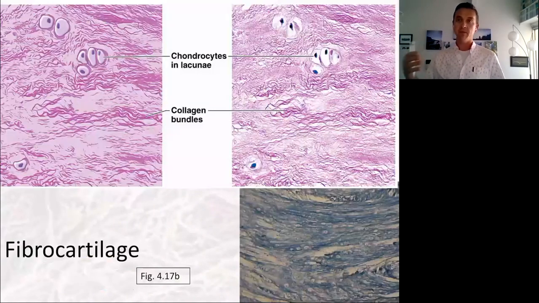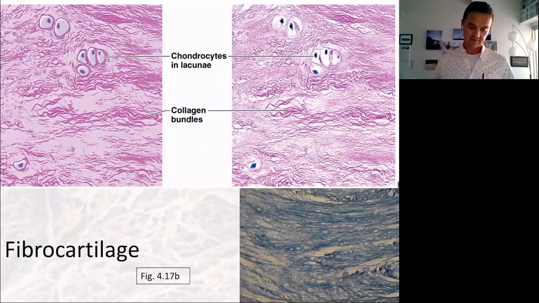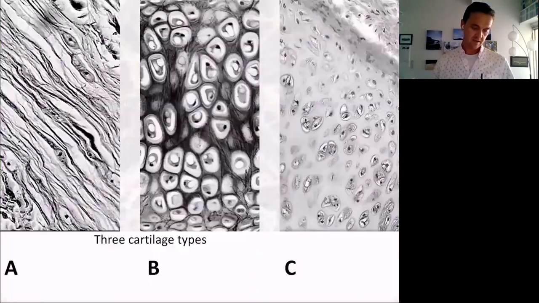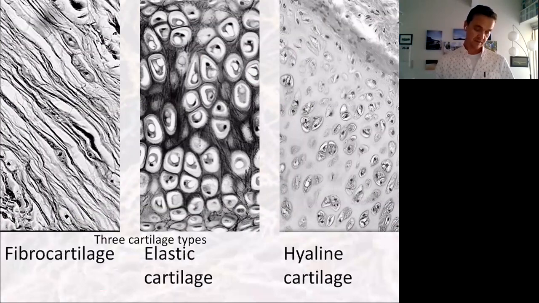Here's what it looks like. So many less cells and many more fibers, very fibrous looking. Okay, there's fibrocartilage. So the three cartilage types, which one's which? Pause it for a second, see if you can identify these three cartilage types, and then unpause. Okay, so we see that: fibrocartilage, elastic cartilage, and hyaline cartilage.